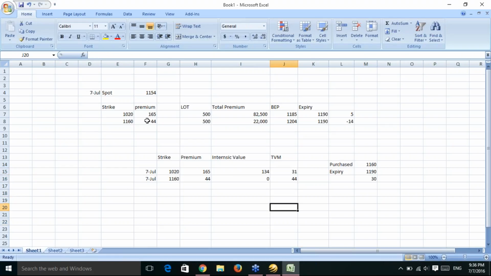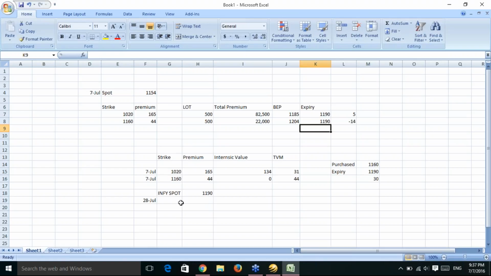Now let's understand what happens on the date of expiry. So let's say it is 28th of July, and the spot price, meaning the Infosys share price, is, let's say, going to 1190. So I better put it here, 1190. So spot here is 1190.